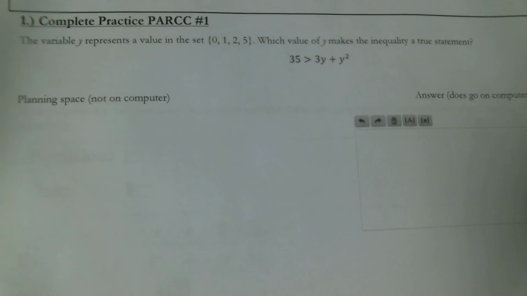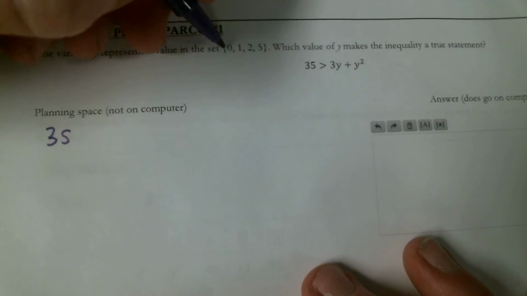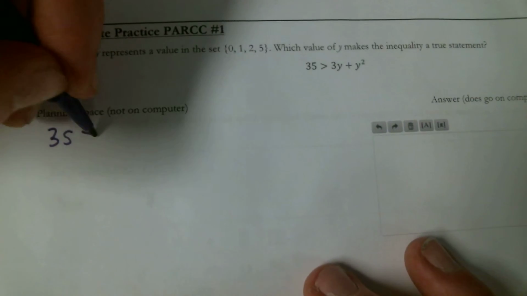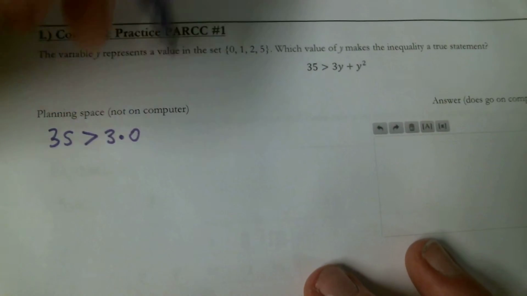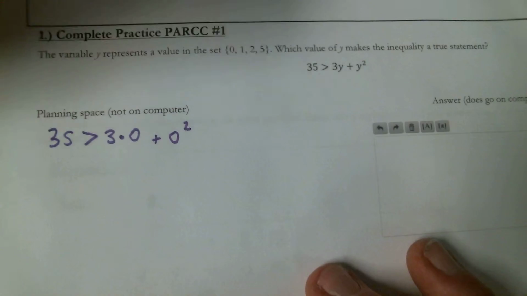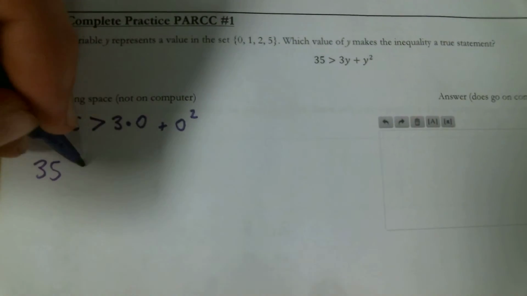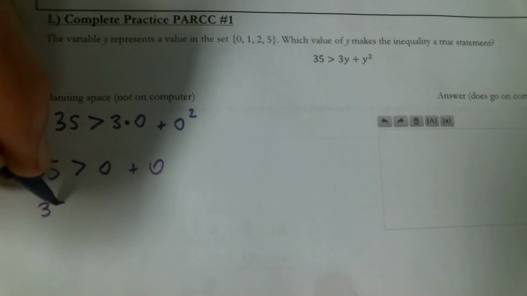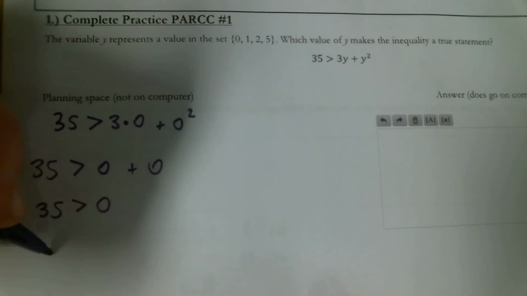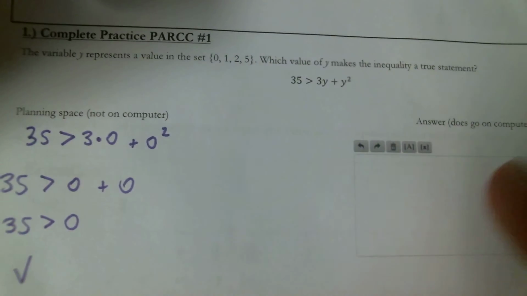So this just means it wants us to try out some of those values for y and substitute them in. Well, let's check and see. First, we're going to try 0. So 3 times, instead of y, it's 0, plus 0 to the second power. Well, 0 is an easy one. Why is that? Because 3 times 0 is 0, and 0 to the second power is 0. So 35 is definitely greater than 0. So this one works.